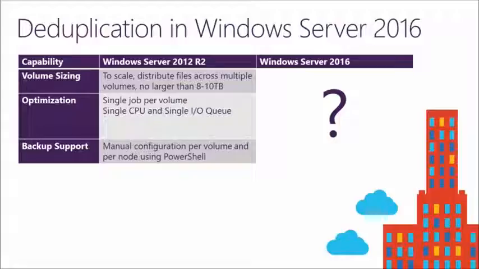But there are some key characteristics of 2012 R2. To scale up deduplication, the best practice guidance was to distribute files across multiple volumes no larger than 8 to 10 terabytes each. So if you had 60 terabytes of data that you wanted to deduplicate, that's quite a few volumes you would have to create, enable dedupe on each one, distribute your files across those volumes, and then you would see the savings.